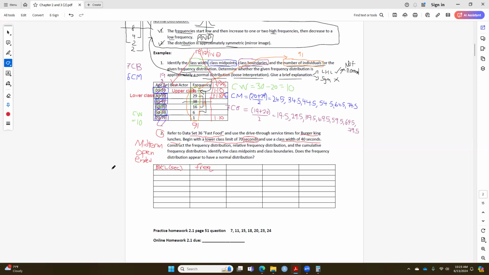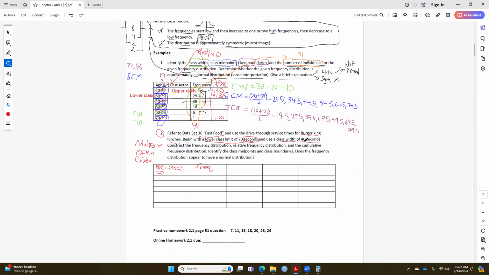Now, the next thing, the next class or the next line that you're going to do is based on the lower class limit. So it starts with 70. Okay, not 76, because I know the data has a 76 here. Don't start at 76. Now, it says that the class width is 40.